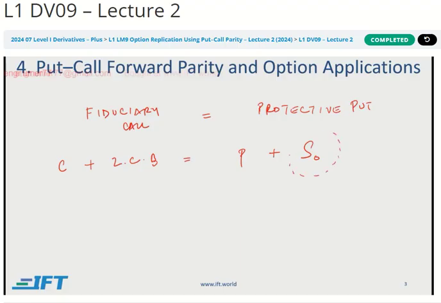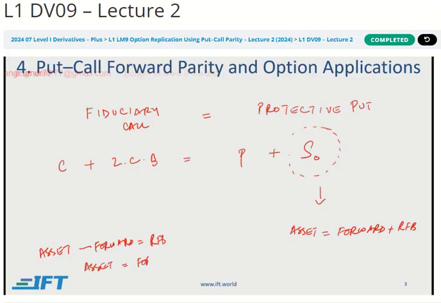Now this asset is what we're going to replace, since we know that an asset is equal to a forward plus a risk-free bond. And where did we get this? We got it from asset minus a forward, where you buy the asset and short the forward, which is equal to a risk-free bond. We made the asset the subject of the equation, and we said asset is equal to forward plus risk-free bond.